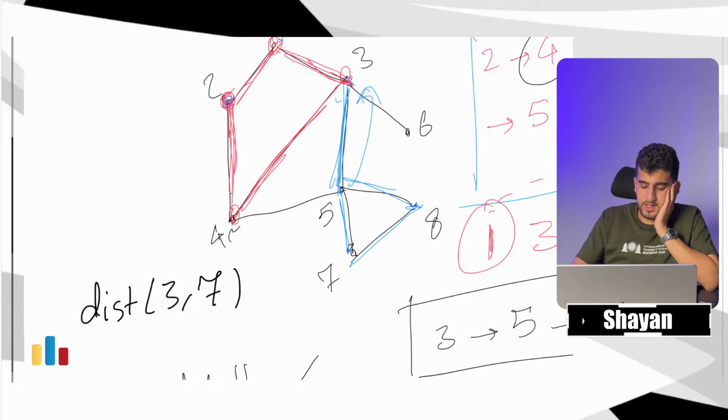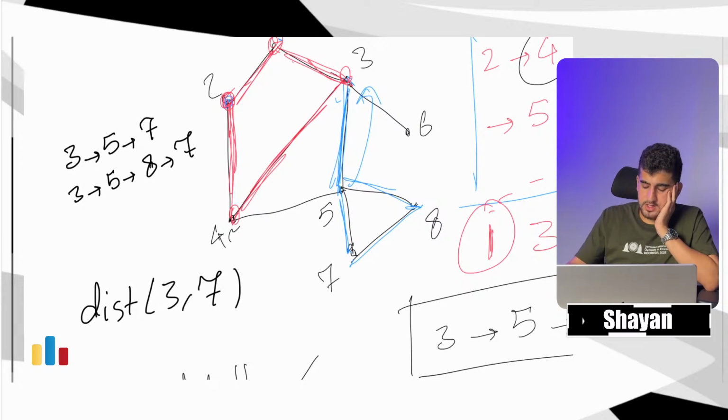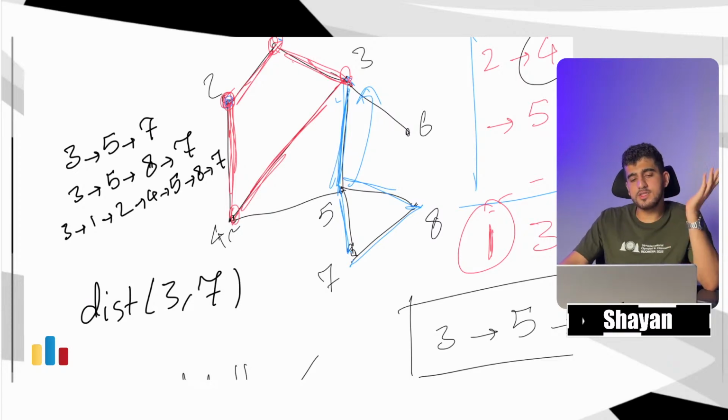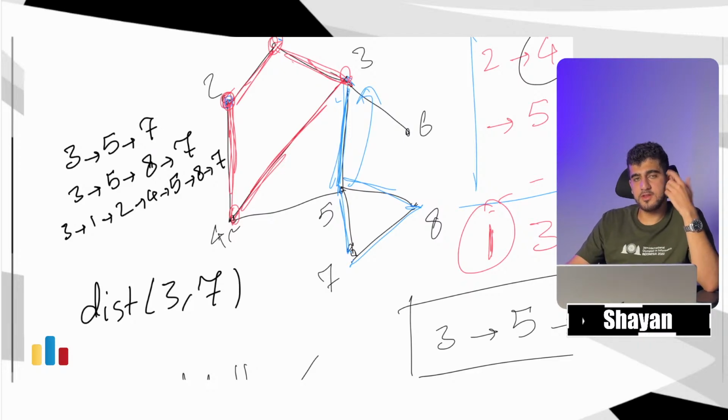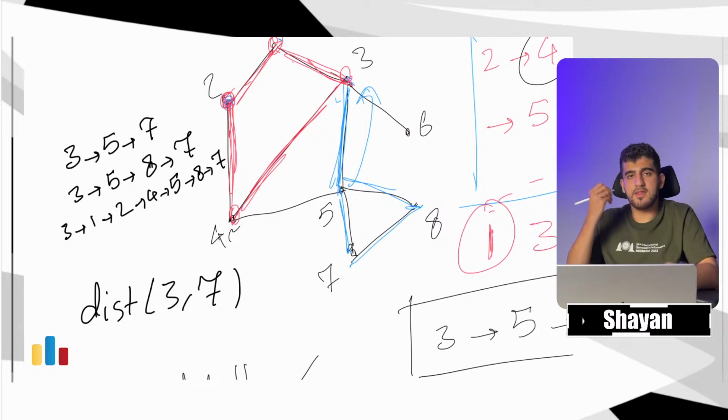Exactly, 2. For example, there is one path to go from 3 to 5 and then from 5 to 7. There is also a path to go from 3 to 5, from 5 to 8 and from 8 to 7. There is also a way to go from 3 to 1, then from 1 to 2, from 2 to 4, from 4 to 5, and then from 5 to 8, for example, and then from 8 to 7. So we have all these paths from 3 to 7. But we want the shortest path.